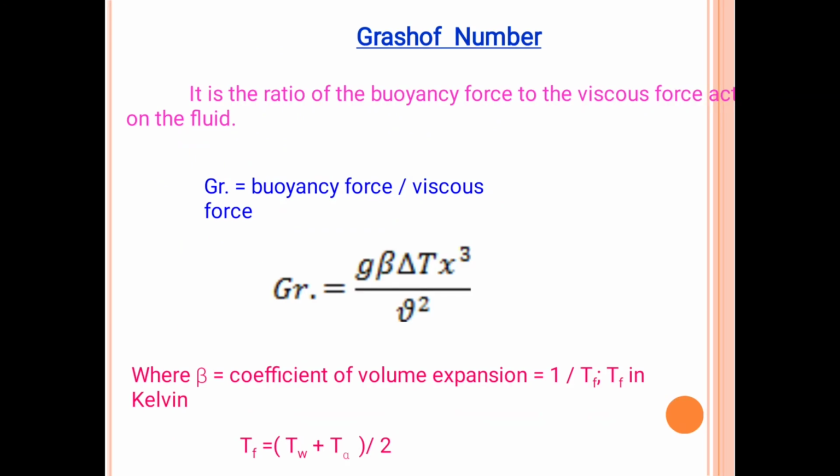Grashof number: it is the ratio of buoyancy force to the viscous force acting on a fluid. Grashof number is equal to buoyancy force by viscous force. The formula is g into beta into delta T into x to the power 3 divided by small nu squared, where beta is the coefficient of volume expansion.